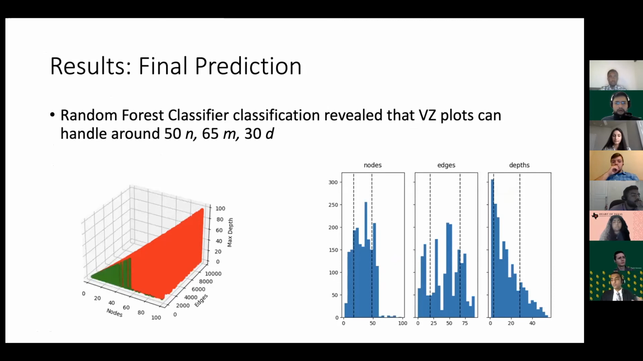For our final prediction, we used that classifier to determine what plots can be displayed correctly, and we found that the VZ plots were able to handle graphs that had around 50 n, 65 m, and 30 d.